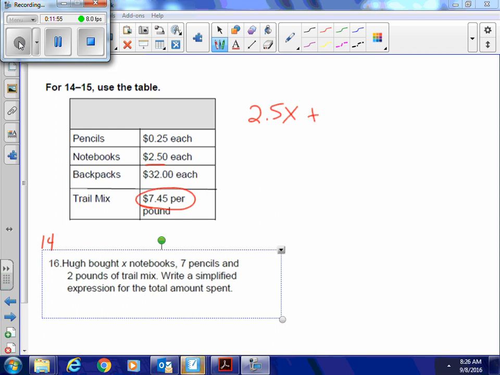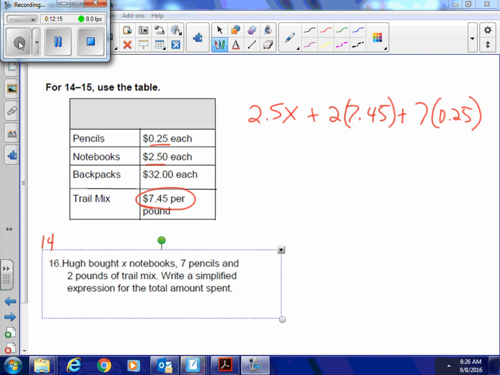So that's money he's adding. It's 2 times $7.45. And he bought, that's it. That's all he bought. No, I missed my 7 pencils. And he bought 7 pencils, and pencils cost 25 cents each.